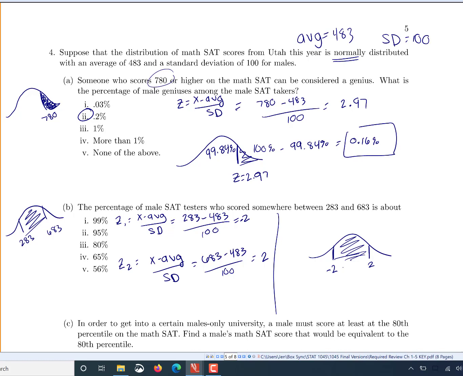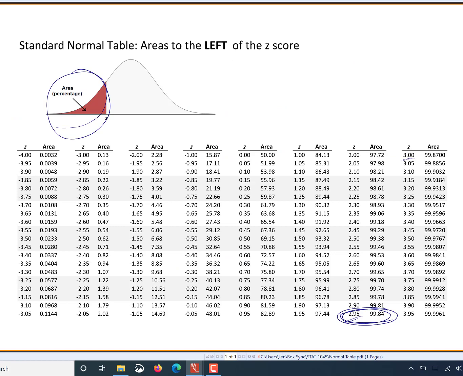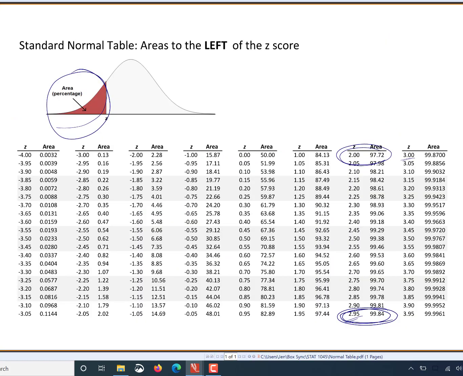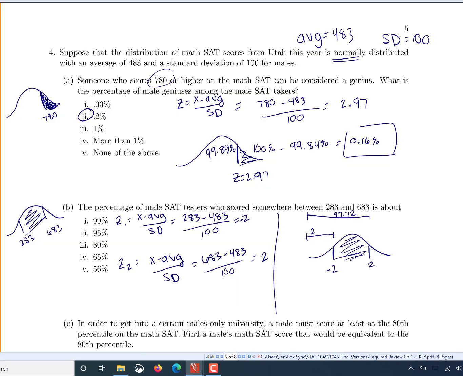Now, how would you use the normal table? Let's see what happens if you look up 2. So if I look up z equals 2, it gives me an area of 97.72. But that's the area all the way to the left. So from here all the way over is 97.72. But that's not the area I want. I want the part in the middle. So you'll look up from -2 over. So -2 looks like we're at 2.28. And so this is the both areas to the left.